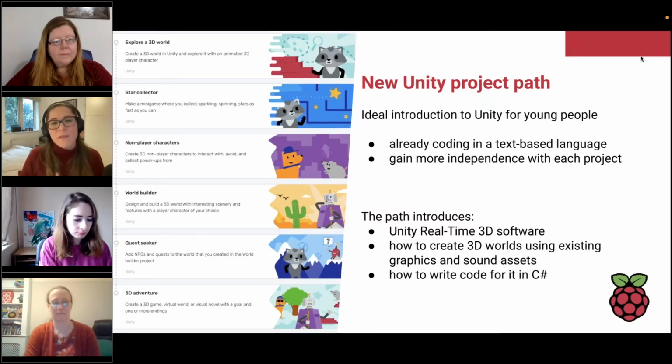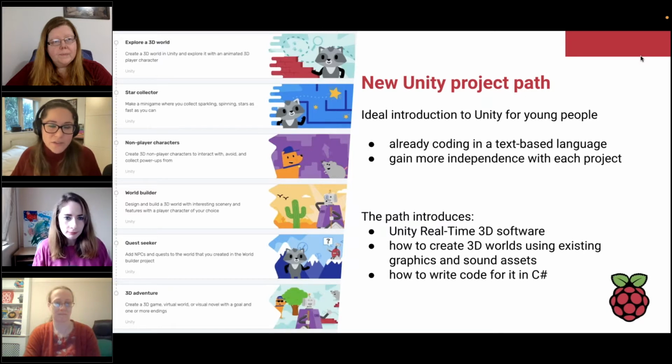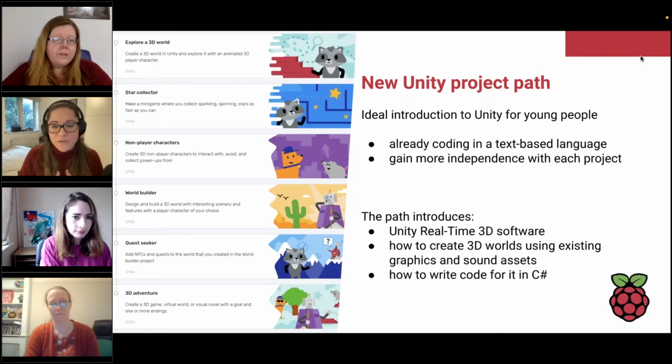And the great thing about these projects is the young people can gain a bit more independence. This project set works through different steps, and you can build up a product as you go through the path. So there's some really useful things you can do to gain a bit more independence whilst using these projects as well. And the path introduces not just the Unity software, so you learn about how to use Unity and create these kind of 3D projects, but you also get to learn a little bit about using C#, which is the coding language that these projects use.